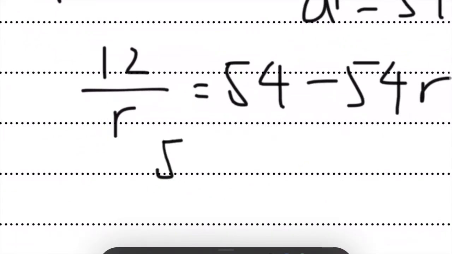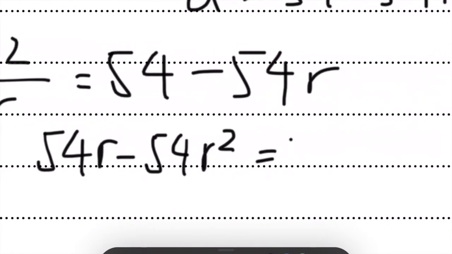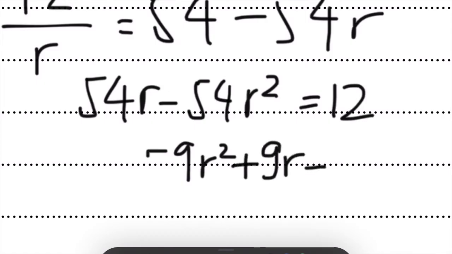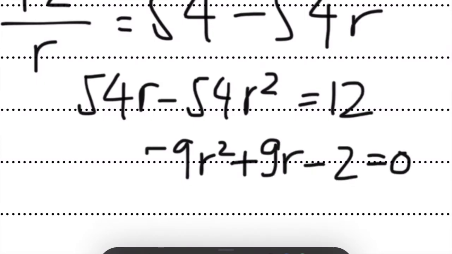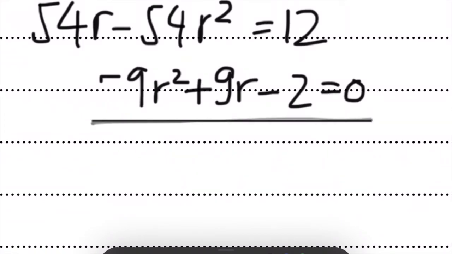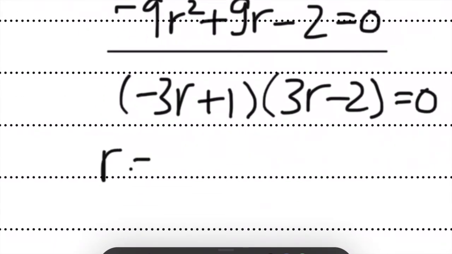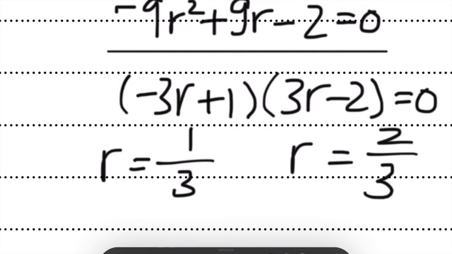We will get 54r minus 54r squared equal to 12. I will simplify this and divide everything by 6, so I will get negative 9r squared plus 9r minus 2 is equal to 0. The roots of this equation will be negative 3r plus 1, 3r minus 2 equal to 0. So r is equal to a third and r is equal to 2/3.